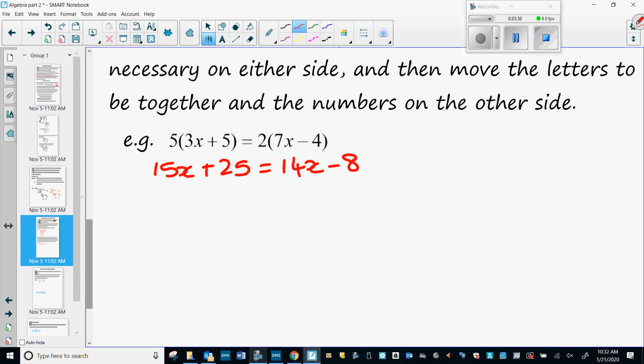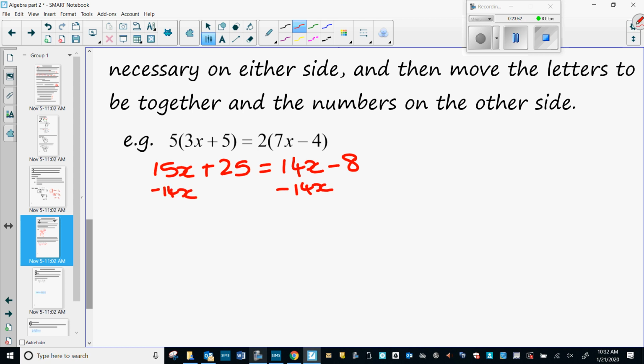Which side do I have more x's on, the left or the right? Yep, I have more on the left, so that means I'm going to try and get rid of these ones and join them to it. Are you happy with that? So I'm going to subtract 14x, subtract 14x.